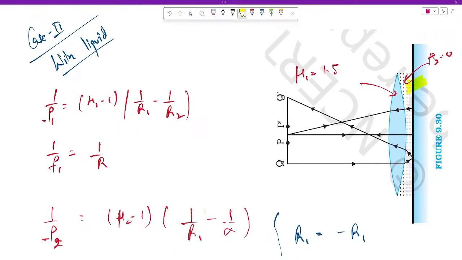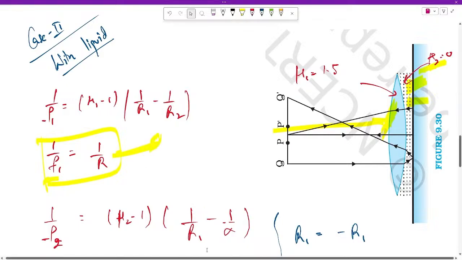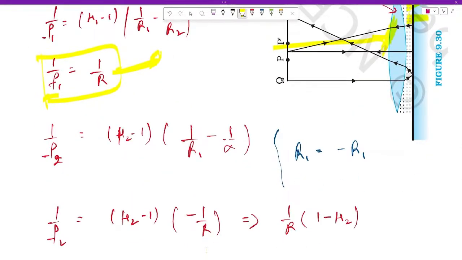Now when there is liquid, let the refractive index of this liquid be mu2. Now it is a combination of two lens systems, that is, this lens of glass and this lens of liquid. For the glass we already know the focal length, which I have represented with f1, so 1 by f1 would be equal to 1 by R, and 1 by f2 would be equal to (mu2 minus 1) times (1 by r1 minus 1 by infinity). Since the other side is a plane for this liquid, it would be 1 by infinity.